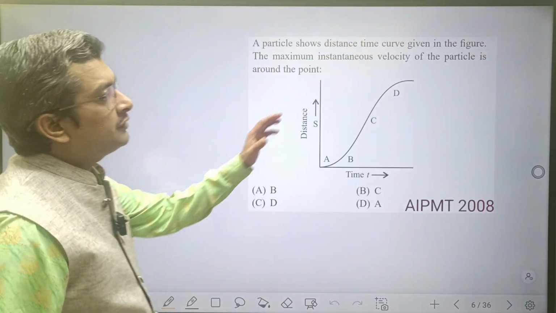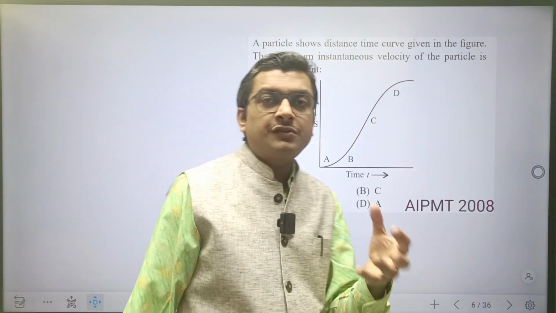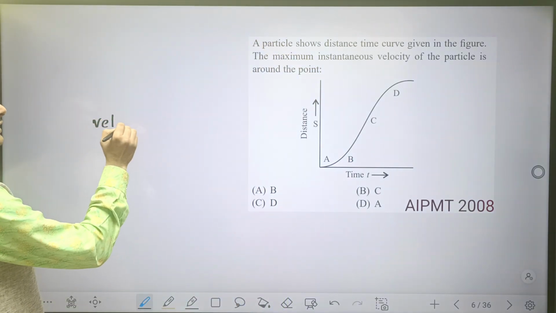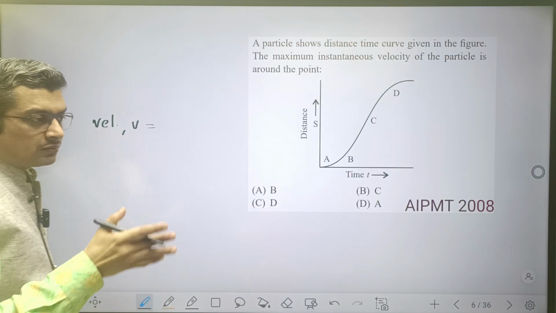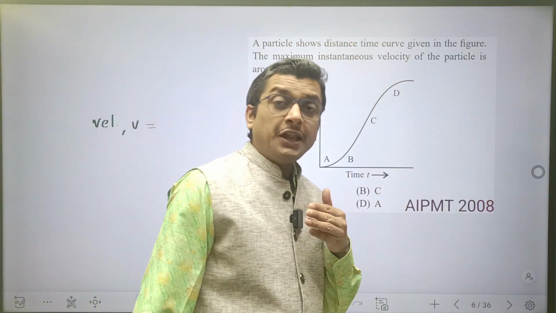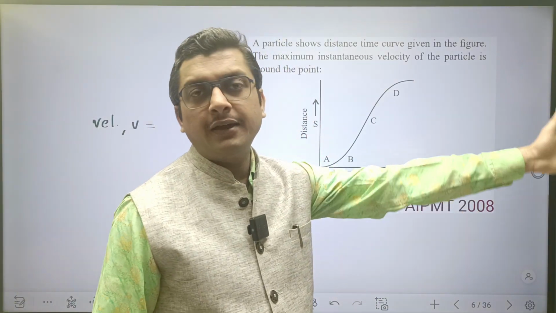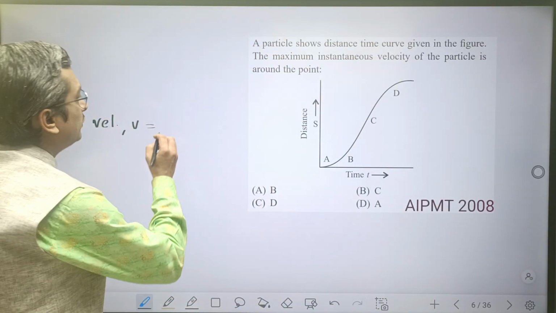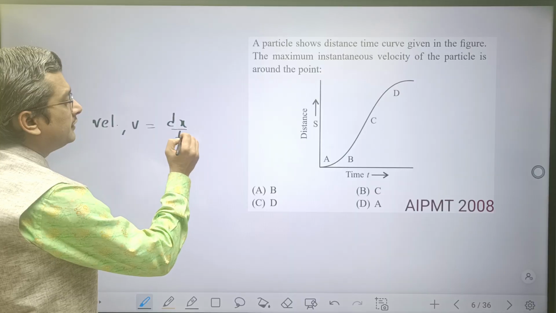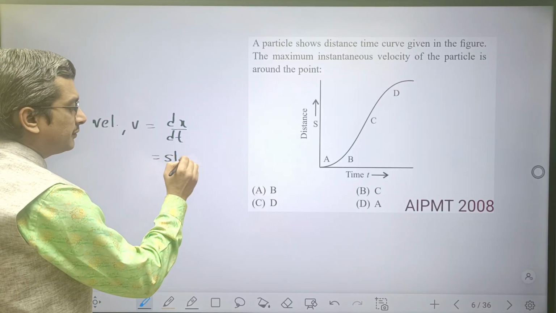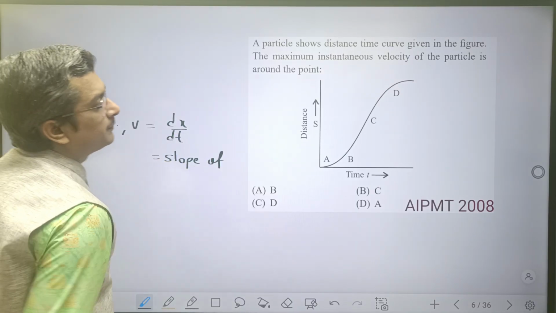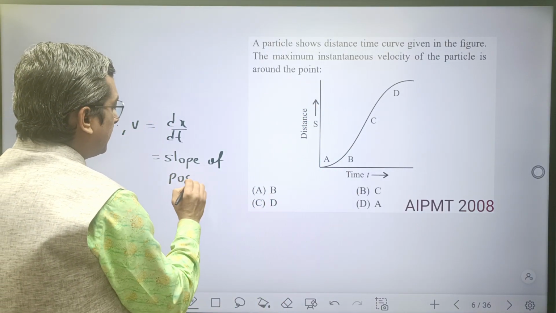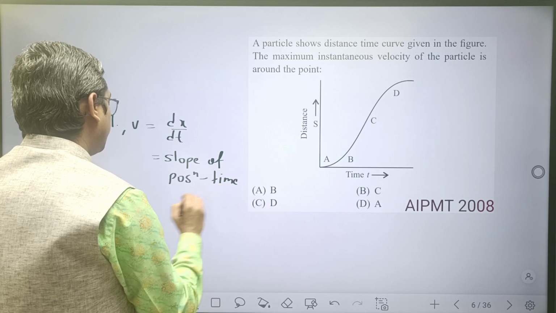Now a particle shows a distance time curve given in the figure, find the maximum instantaneous velocity. Again the same concept. If you talk about velocity, for unidirectional motion, that is moving along a straight line, the distance and displacement become the same and the position becomes the same. So this v is given by dx by dt, isn't it? And this dx by dt is nothing but the slope of the distance time graph or position time graph. So this is velocity.